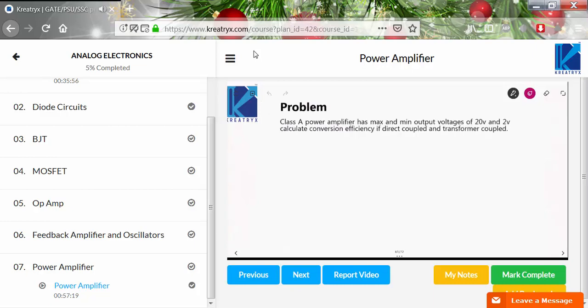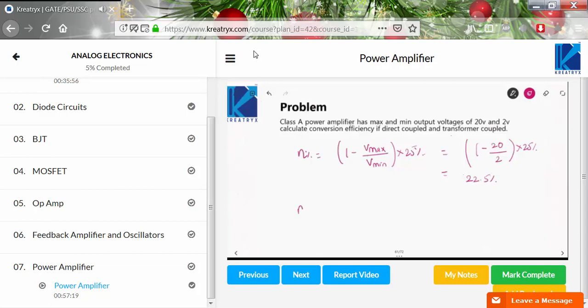Next problem: a class A power amplifier has a maximum and minimum output voltage of 20 volts and 2 volts. Calculate the conversion efficiency for direct coupled and transformer coupled. What is the efficiency in case of direct coupled? It is 1 minus V minimum by V max into 25%. What is the V max? 20, minimum 2 volts, into 25%. How much is it? 22.5%, in case of direct coupled.